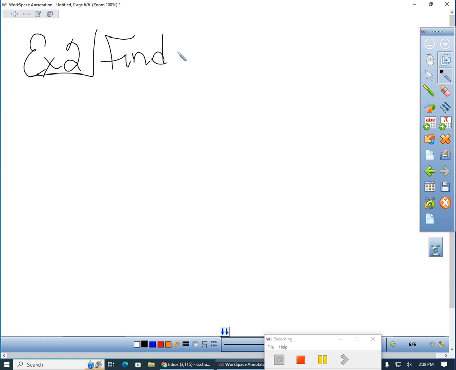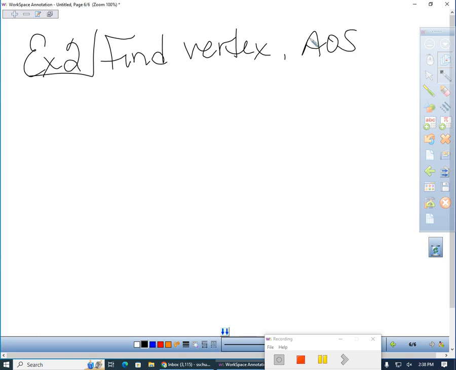Find the vertex. And we can just do axis of symmetry because everything else falls into place, I think, right? All right, so let's talk about the vertex and axis of symmetry.